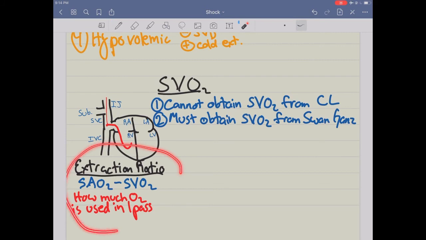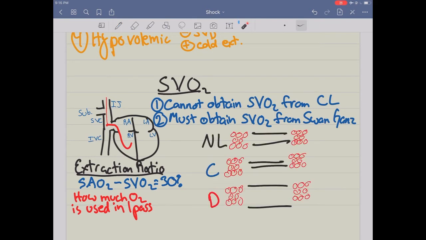Researchers have found that this extraction ratio is different in different diseases, especially cardiogenic and distributive shock. So how much do normally you and me, assuming we have normal physiology, use in one pass around? This is roughly 30%. Our SaO2 is going to be around 100%, and our SVO2 should be right around 70. So that means our extraction ratio is 30%. Okay? I'll be back in a second with a little bit of a drawing to explain this a little bit more and why it's different in different diseases.